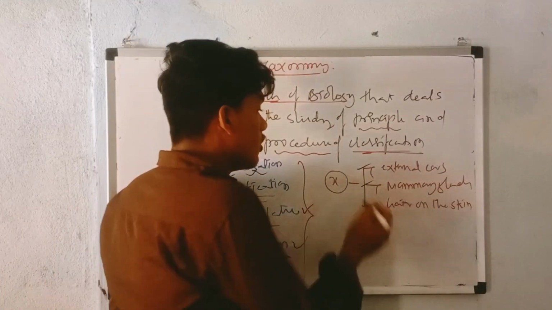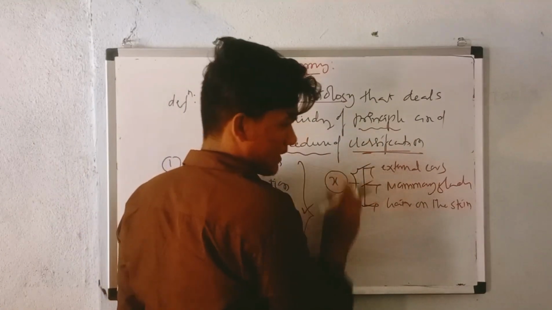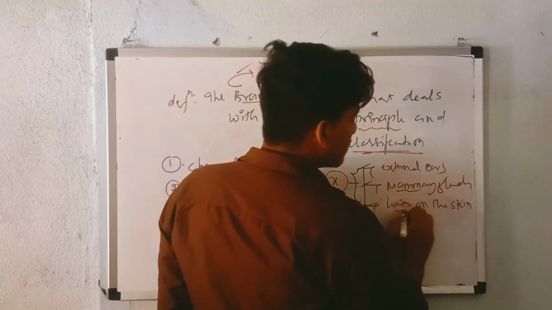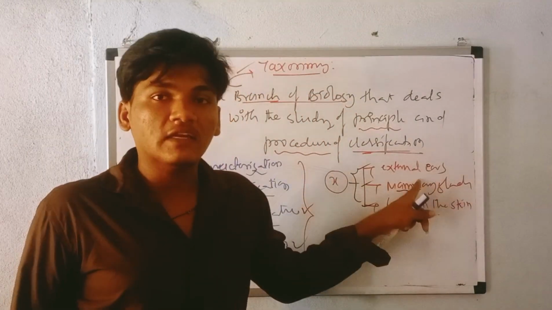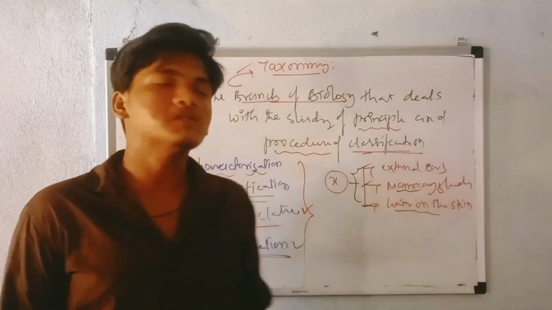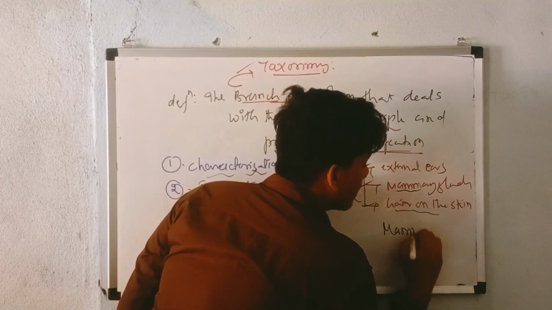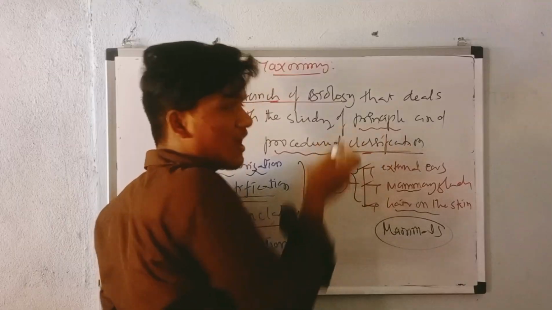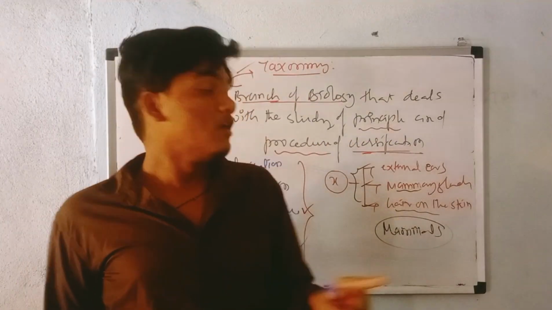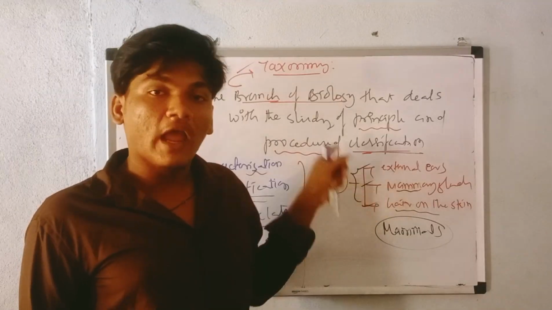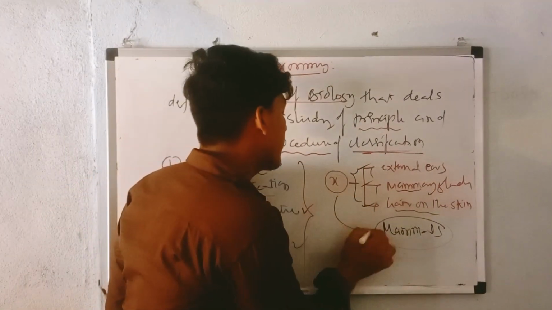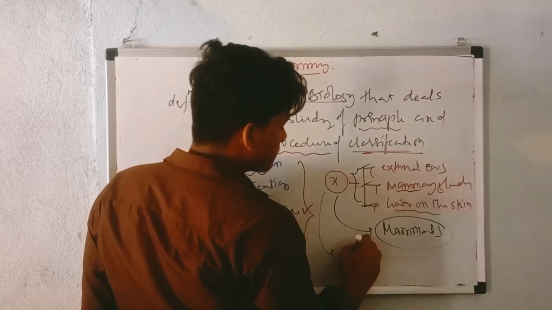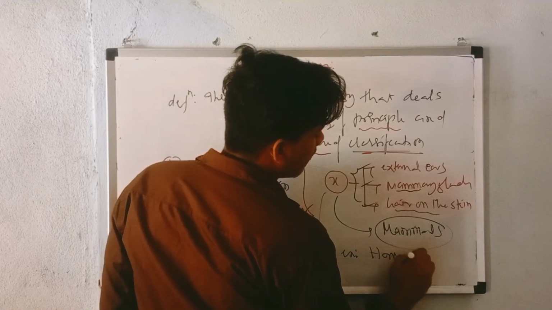How can you classify? By following the characters. If you see the characters, there are external ears, right? And there are mammary glands, right? And there is hair on the skin. All these 3 characters are found in the group of animals called mammals. What are mammals? In the group of organisms called mammals, you can find these 3 characters. By this way, we can classify whichever X organism is given to you. You can simply say it is a mammal. If you take an example, let us name the X organism Homo sapiens.